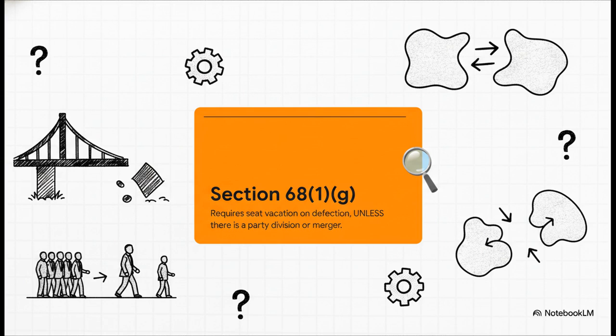But they left a massive vulnerability in the code. It's the unless clause. You lose your seat unless the defection happens because of a division or a merger within the party. And here is the fatal error. The Constitution just leaves those two critical words, division and merger, completely undefined.